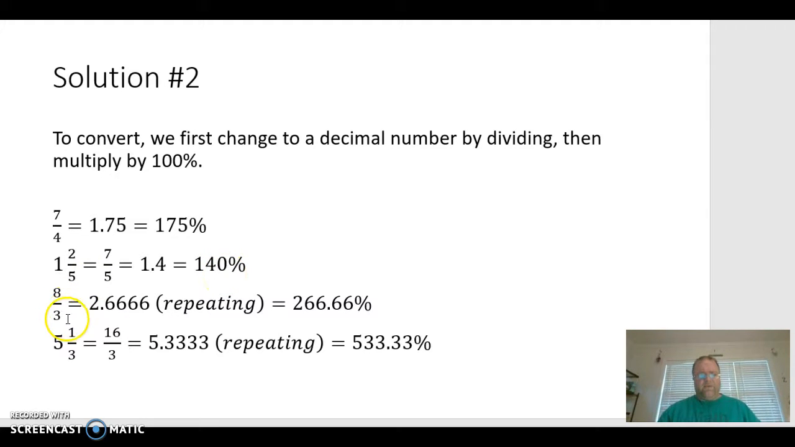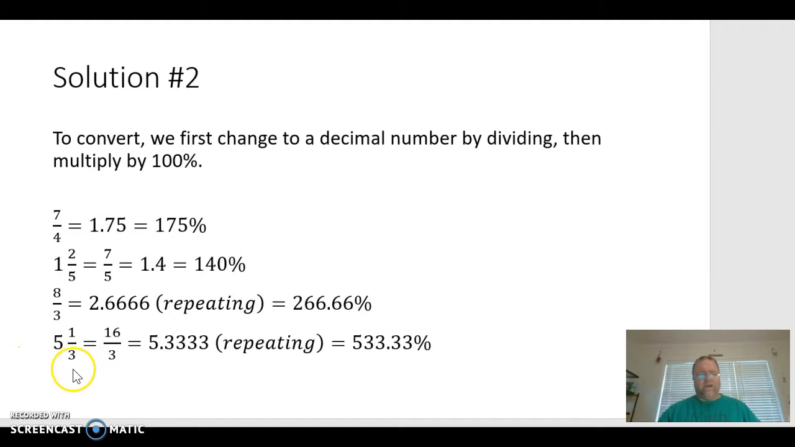8 divided by 3, once again, we get a repeating decimal. 6 is going out forever. We're going to stop at the 4th decimal place, and then to convert that to a percent, we move that decimal place 2 to the right, so you're going to get 266.66%. Technically, that should round up to 7%.